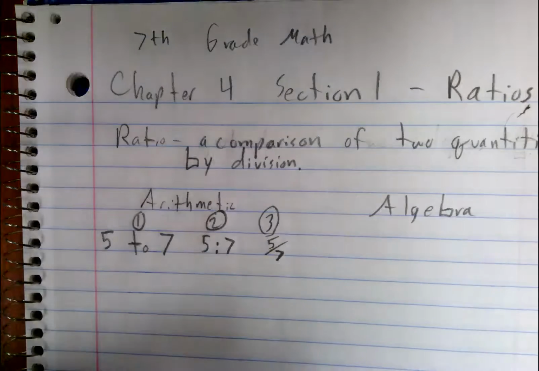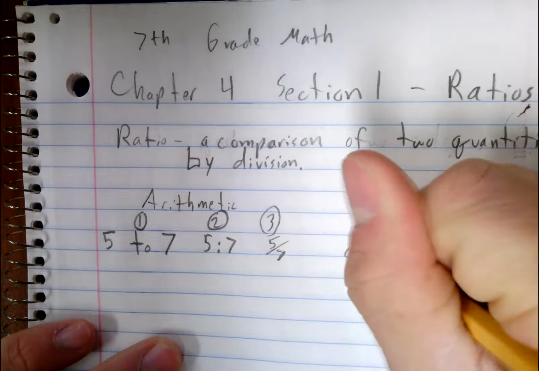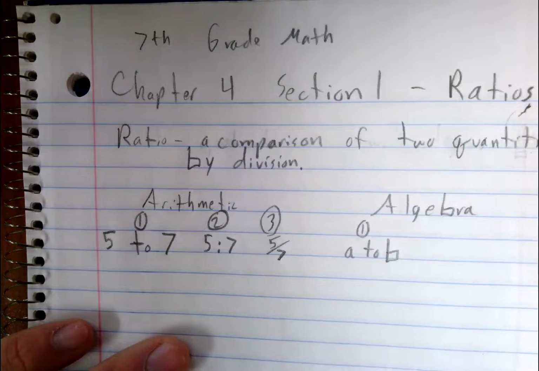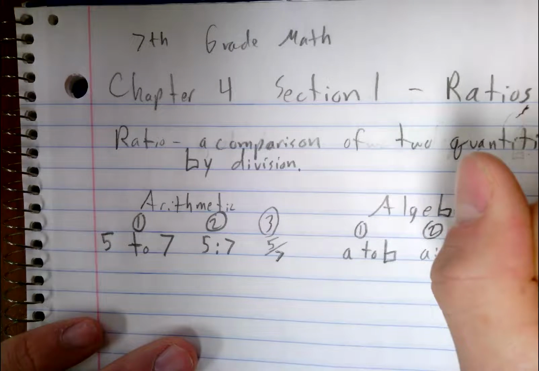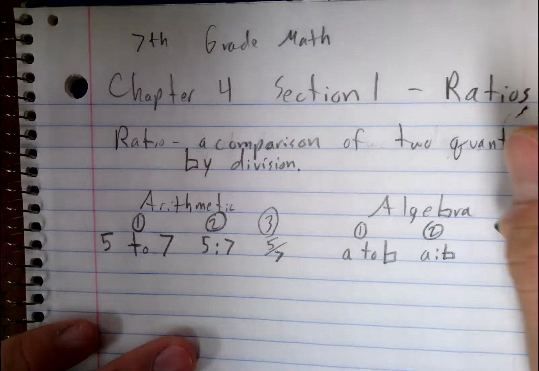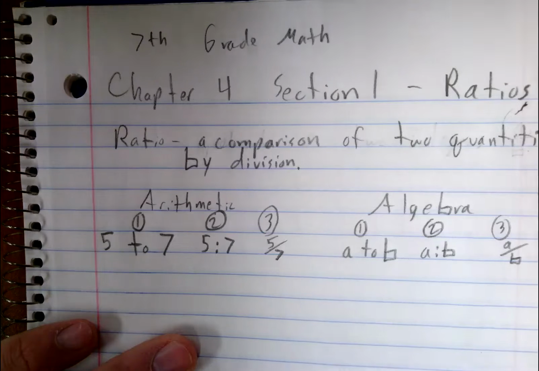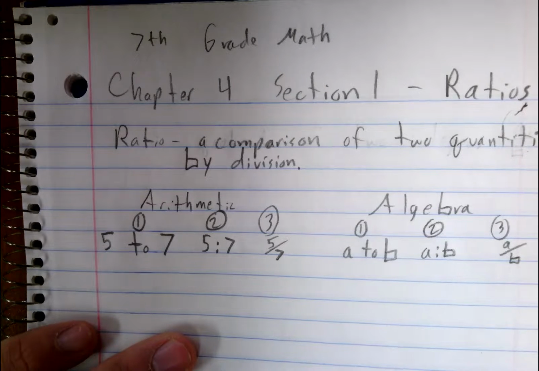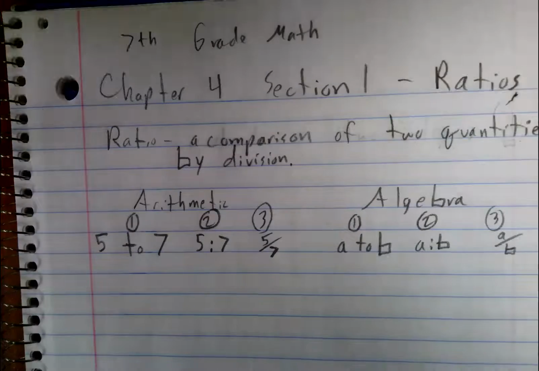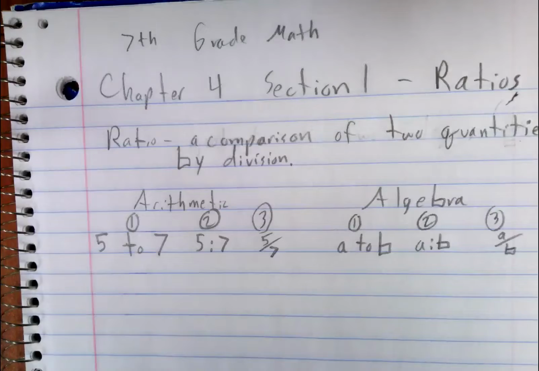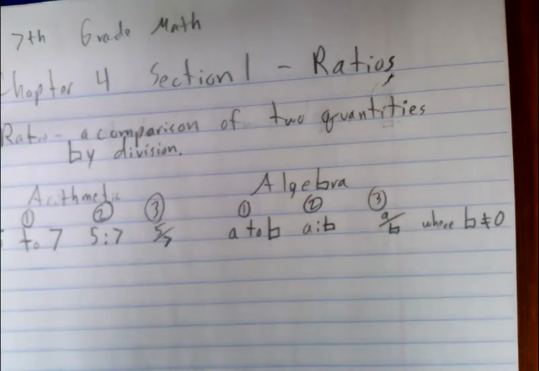Okay. In algebra, we're going to have the first way, it's the same thing, but we're going to use variables. So A to B. Okay. The second way, A:B. And the third way, A divided by B, where B does not equal 0. Okay, because we can't divide by 0. Make sure you get that.